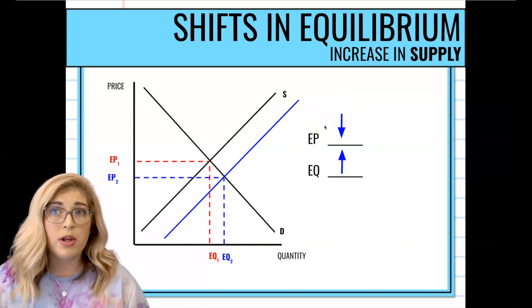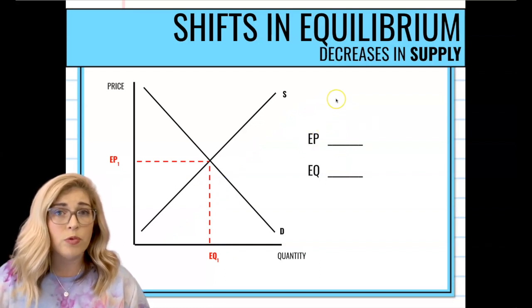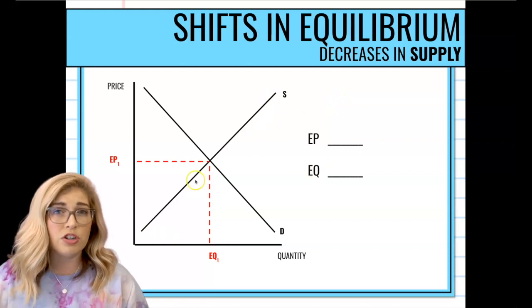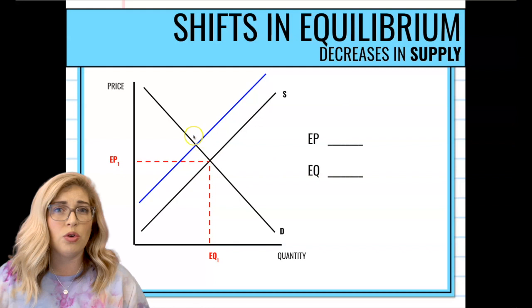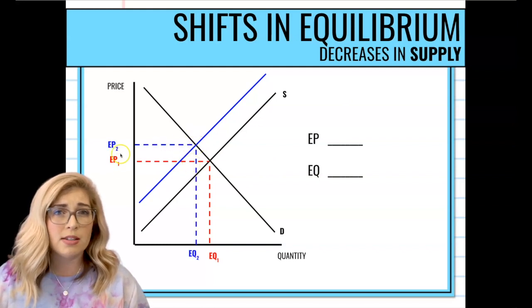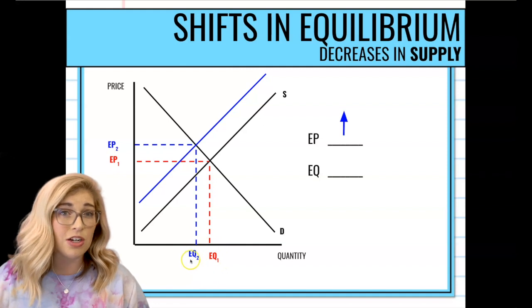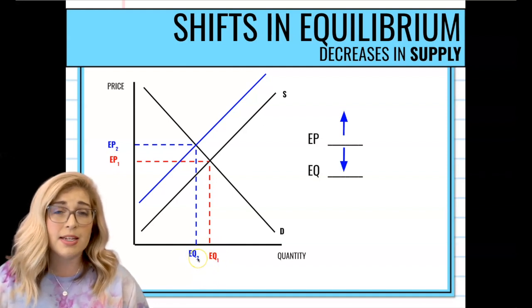Now, again, if we have a decrease in supply, we go to our supply curve and shift it to the left to show a decrease. We have our new price and quantity, and then we go from our original price to our new equilibrium price. So we show an increase there. And then from our red original equilibrium quantity to our new one, you'll see that we actually decreased. So you just have to pay attention.